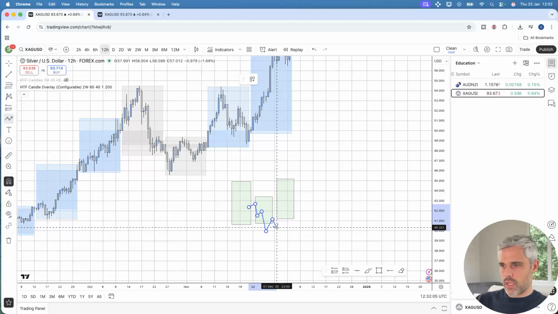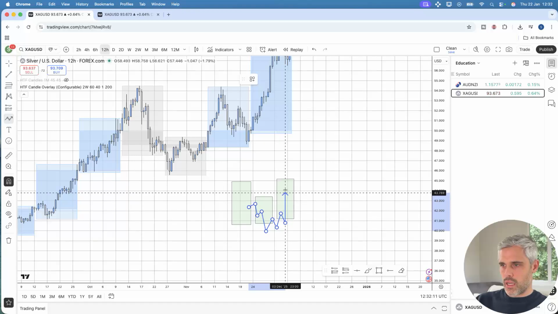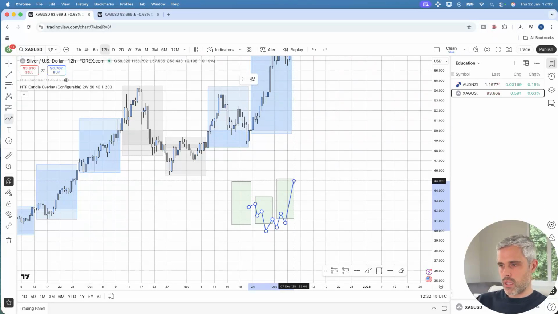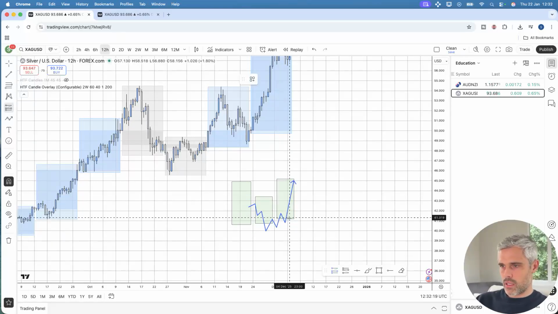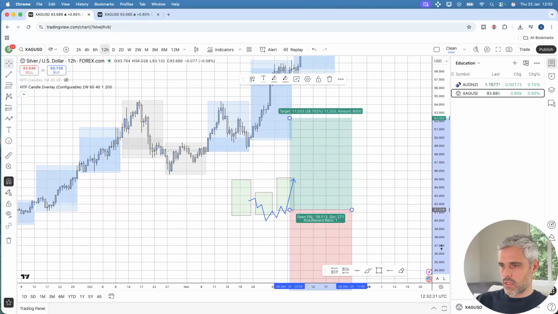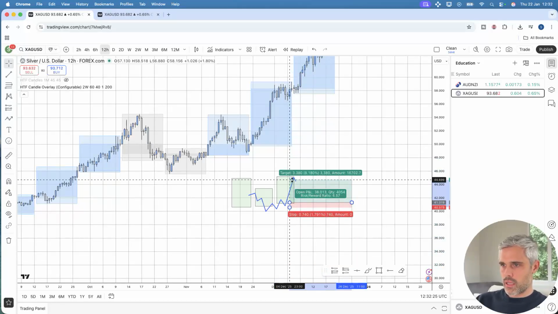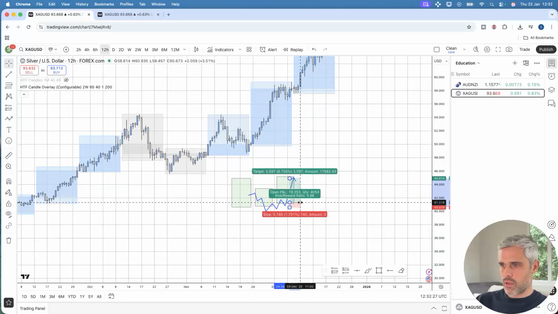Then what it does is shift, we get a true market structure shift, raid this internal range liquidity, and then attack the external range liquidity at the high of this candle. So we want to look at continuation trades within this context. So this would be something like that, to take the high of the accumulation candle.